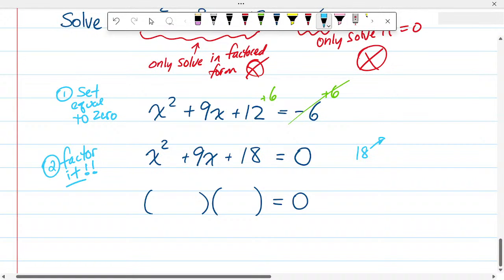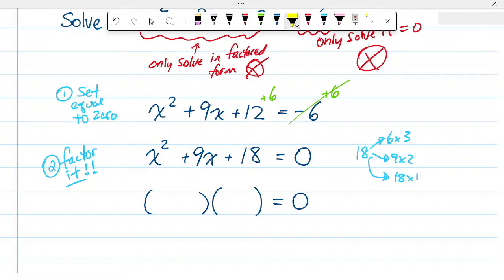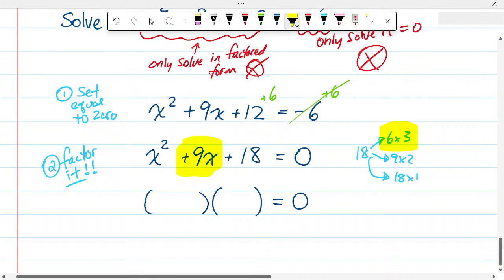What are they? 6 and 3, or 9 and 2, or 18 and 1. I think that's all of them, right? 4.5 times 4. But, let's not get silly here. Which one's the correct one? 6 and 3. 6 and 3. Why? 6 plus 3 equals 9. Because it adds to the middle term.